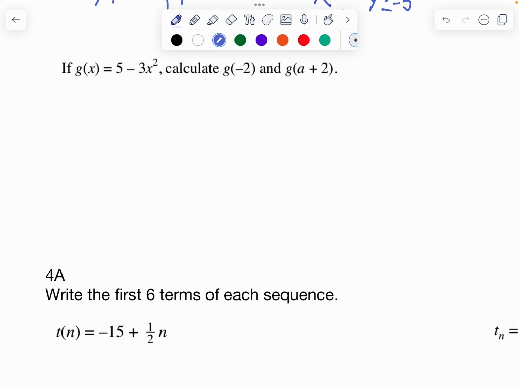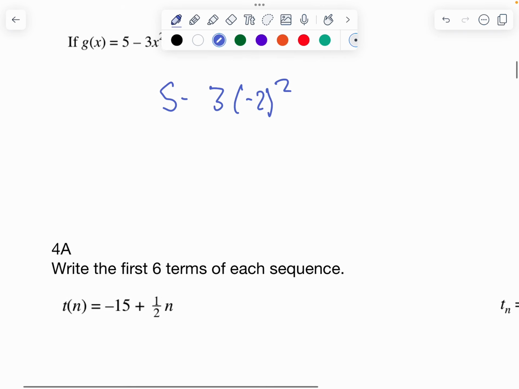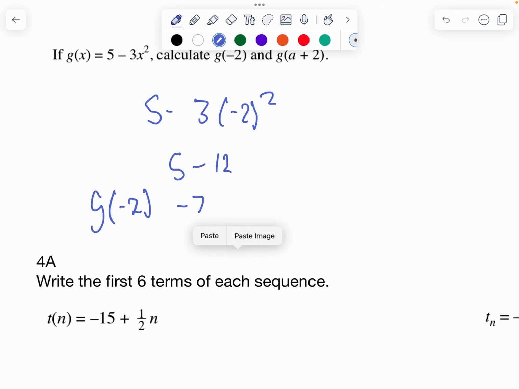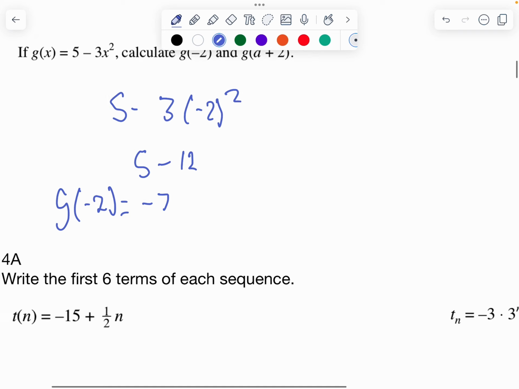Alright, next one. We're just plugging this number into the equation. So 5 minus 3 times -2 squared. Order of operations. -2 squared is 4. 4 times 3 is 12. So it's going to be 5 minus 12, which is -7. So G of -2 is equal to -7.